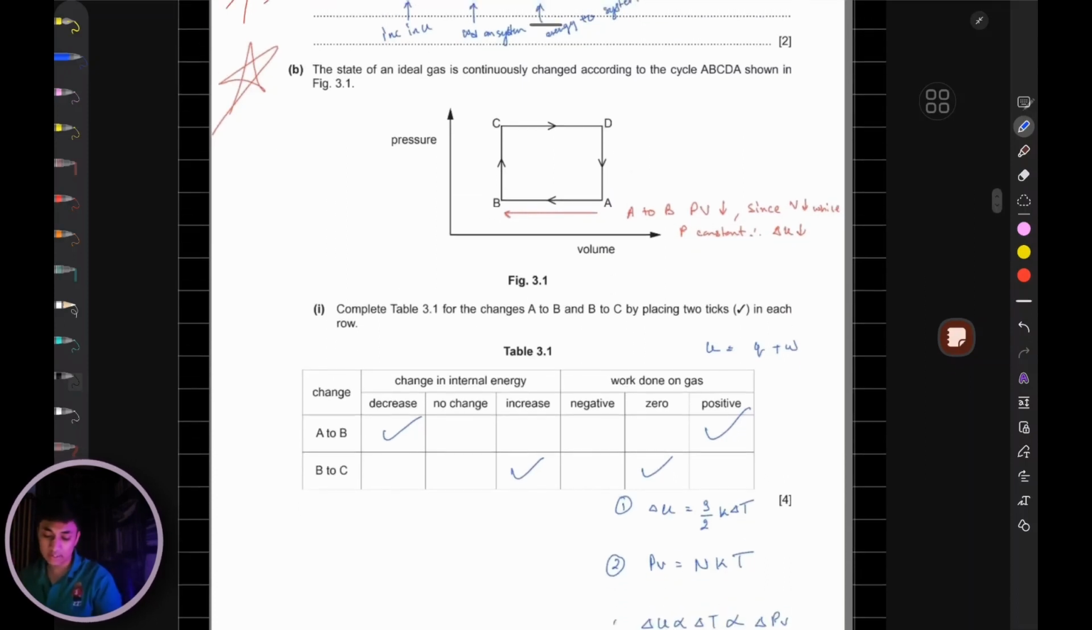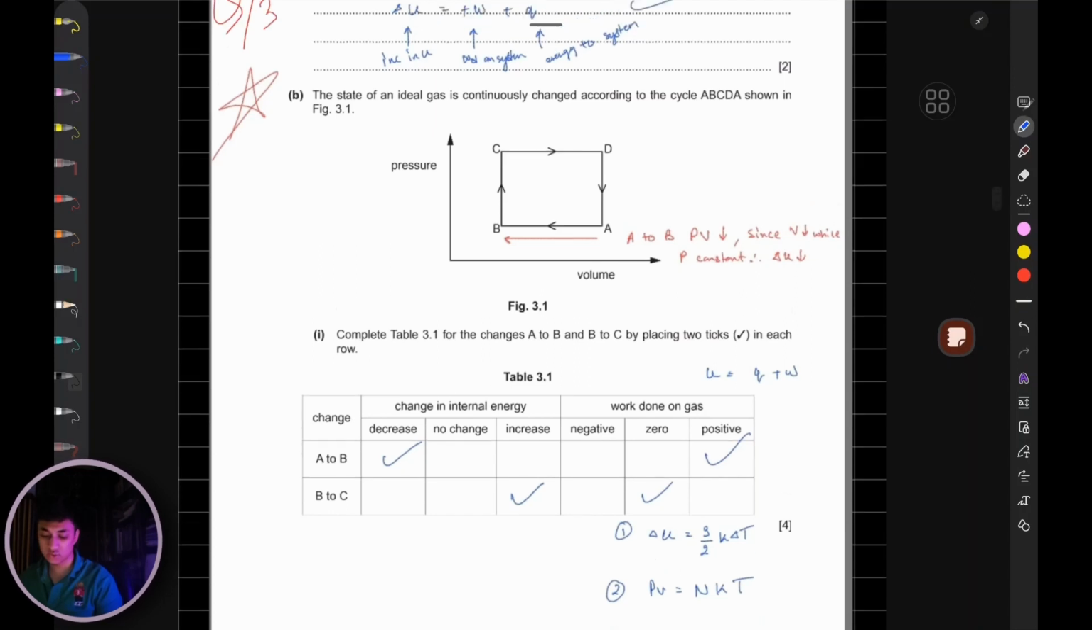Keep that in mind. Now, for part 1, complete table 3.1 for the changes A to B and B to C by placing 2 ticks in each row.